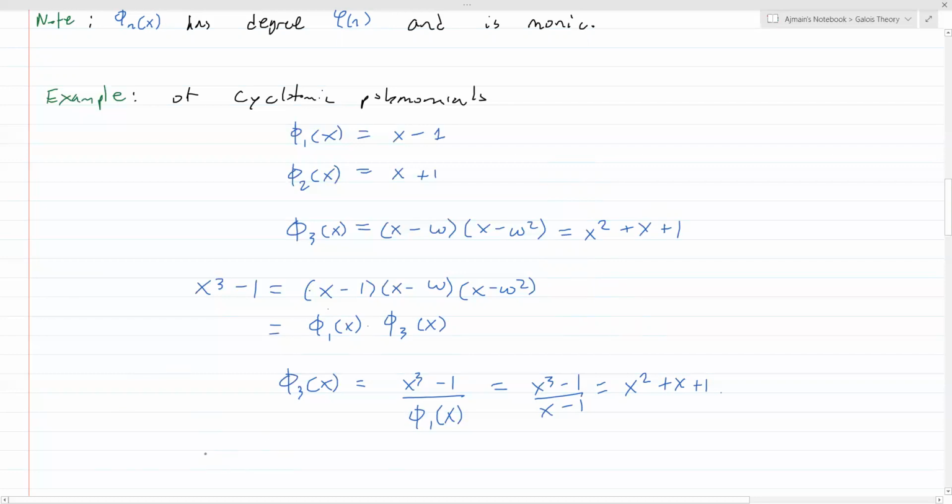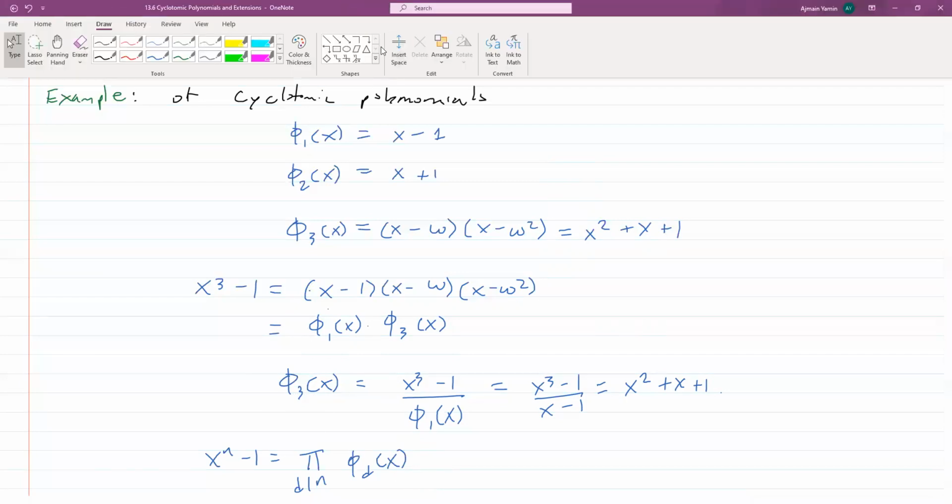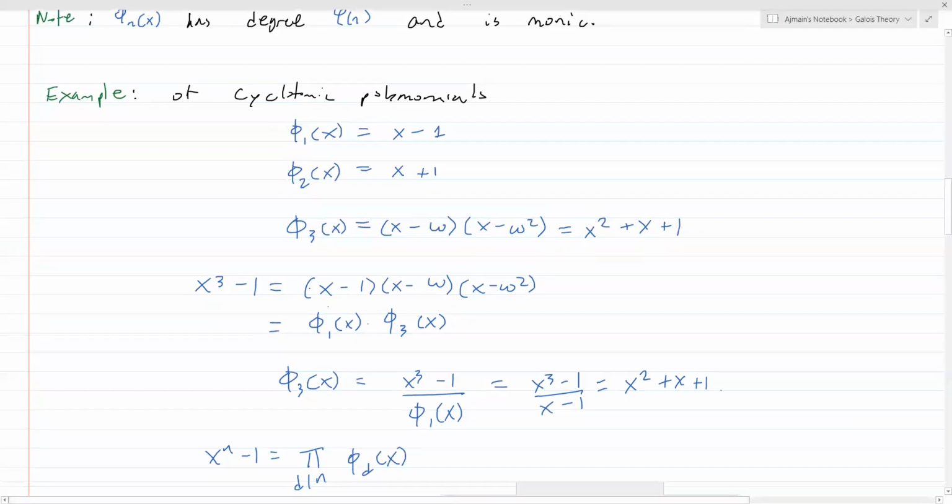In general, x to the n minus 1 is equal to the product over the divisors d of n of phi d of x, because any nth root of unity is some primitive dth root of unity for some d a factor of n. And so in this way, you can compute the cyclotomic polynomials inductively by doing long division. Let me do another example.